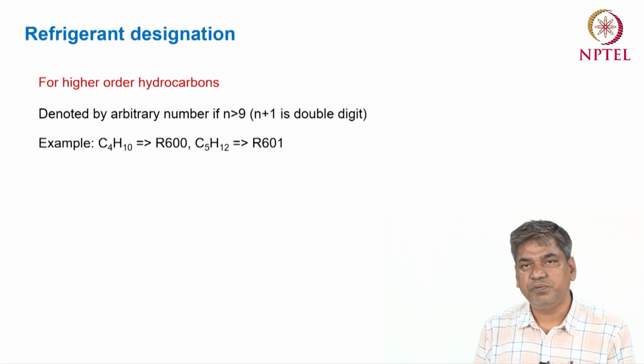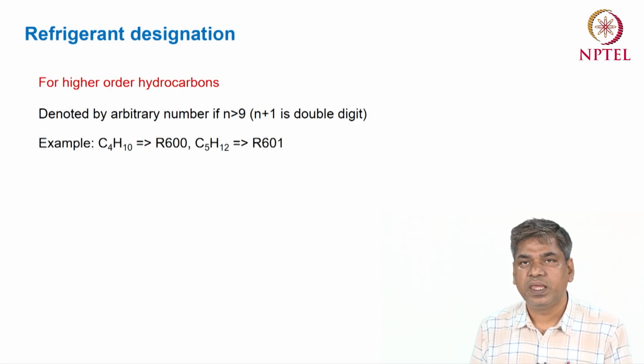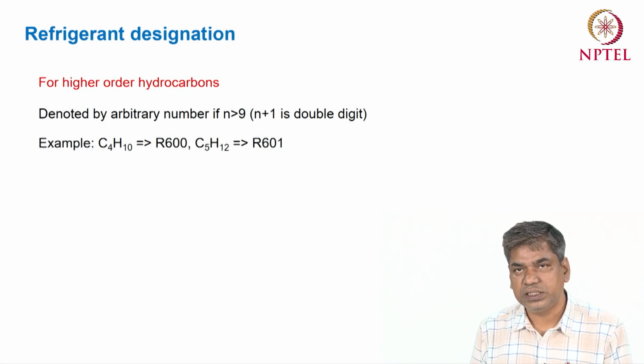Let's say, for example, you consider butane. Butane is C4H10. In the case of n-butane, C4H10, you will see that the n plus 1, that is 10 plus 1, 11, becomes a two-digit number. So for this case we can use some arbitrary number, 600. So for n-butane the nomenclature will be R600.